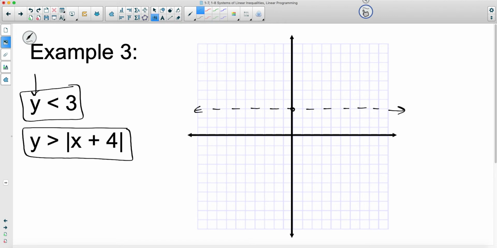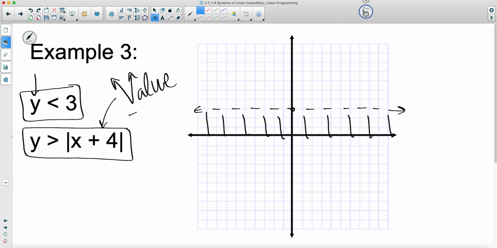Okay, and then we're shading less than, so we're shading down from that line. Now for this second equation, this is an absolute value graph. We know that because we see the absolute value brackets. You think of value like this.